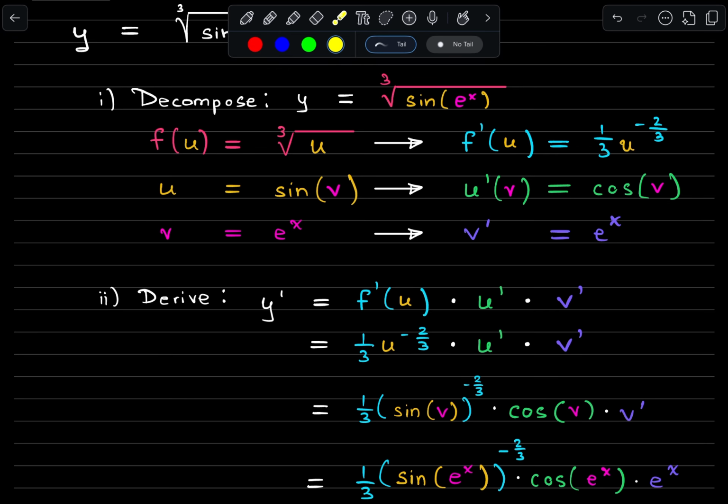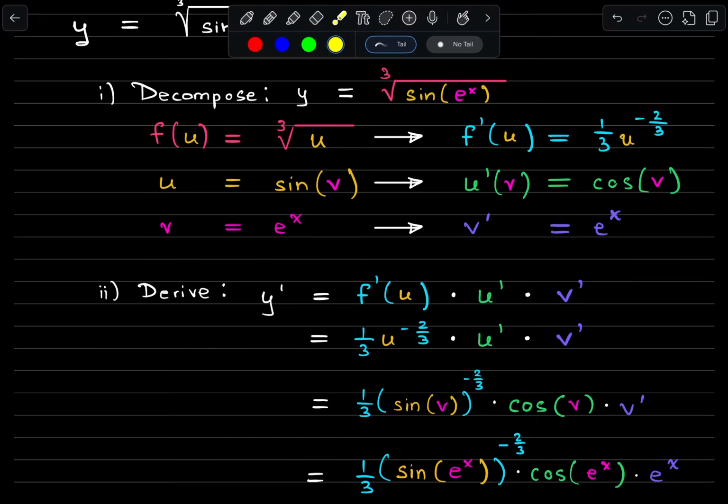Okay, so this is how you're going to derive something which is a composition of 3 functions, and the same strategy would work if you had more functions. So if you had 4 functions, say e to the w, some other function here, you could say w is some function of x, and we'd do the same thing. So you just go layer by layer.